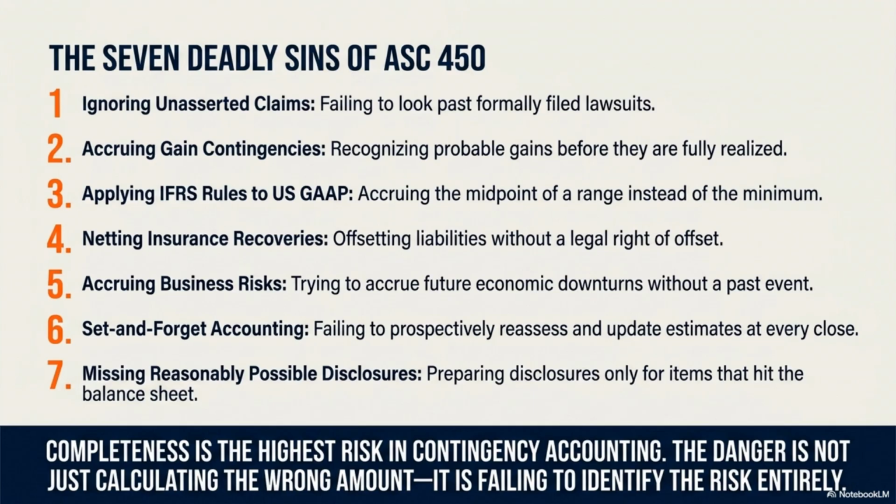3. Applying IFRS rules on a US GAAP engagement. When no better estimate exists in a range, US GAAP requires the minimum. The IFRS midpoint does not apply. 4. Netting insurance recoveries. The insurance receivable and the loss liability must sit separately on the balance sheet. No netting without a strict legal right of offset. 5. Accruing business risks. Future economic risks and possible future events without a past triggering event are not contingencies and must not be accrued.